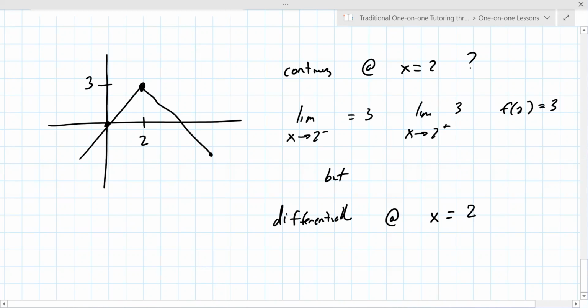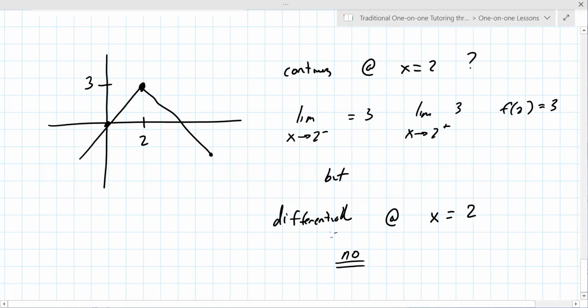So now this is kind of a different question. It's not really related to limits. It's like an extension of limits. So the problem here is the slope from the left doesn't equal the slope from the right. So the answer is no.